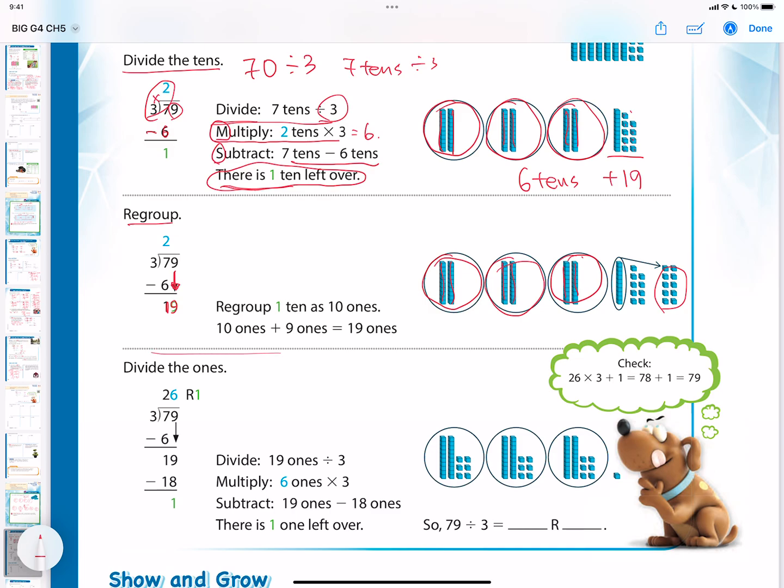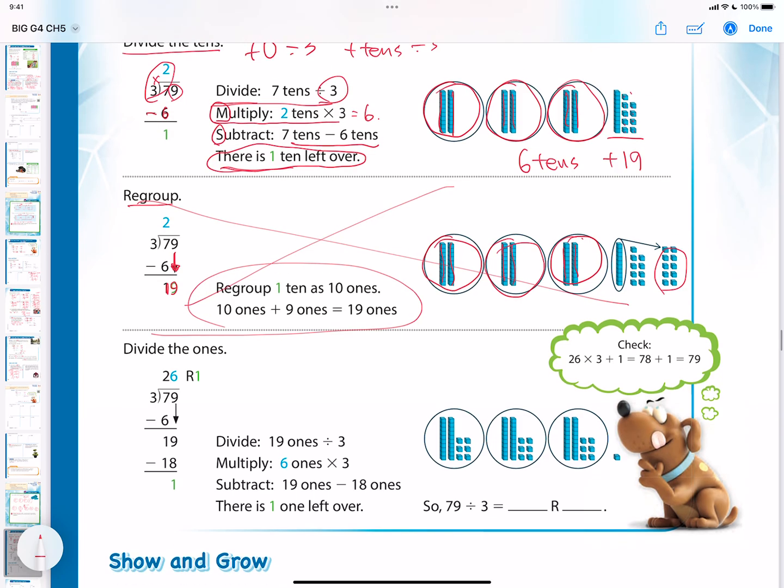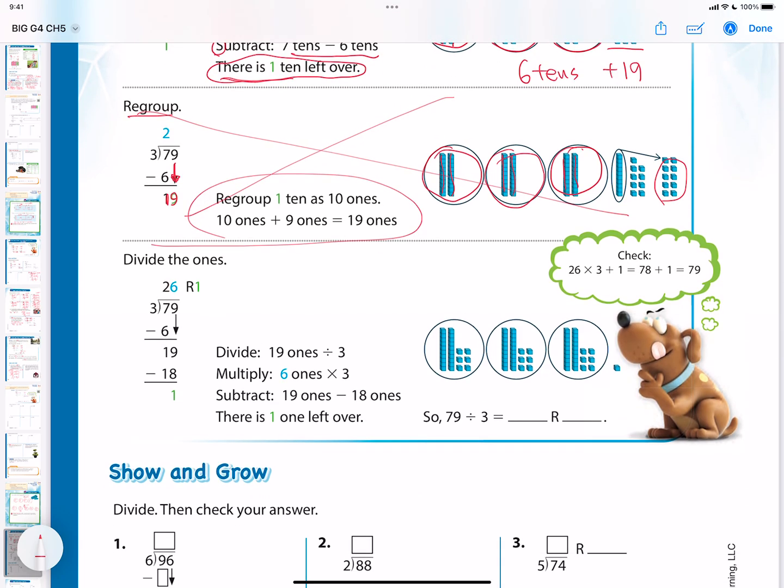This step, they were asking to regroup 1 ten as 10 ones. That's the same as 19, okay? So just remember, we don't have to think of it this way, and then we can just move on. Now, once you bring this number down, it becomes 19. Now you need to multiply again.